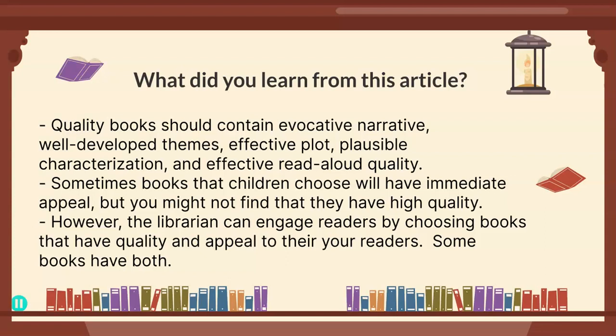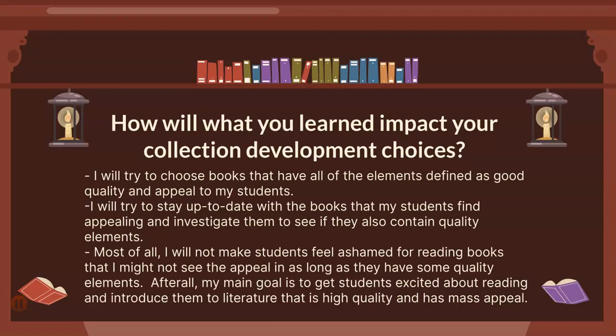Sometimes books that children choose will have immediate appeal, but you might not find that they have high quality. However, the librarian can engage readers by choosing books that have high quality and appeal to their readers. Some books have both. I think that I will try to choose books that have all of the elements defined as good quality and appeal to my students.